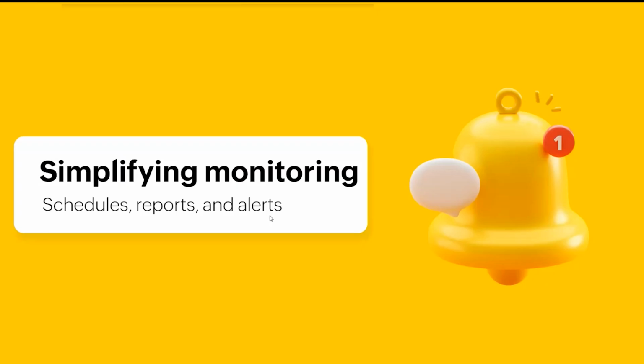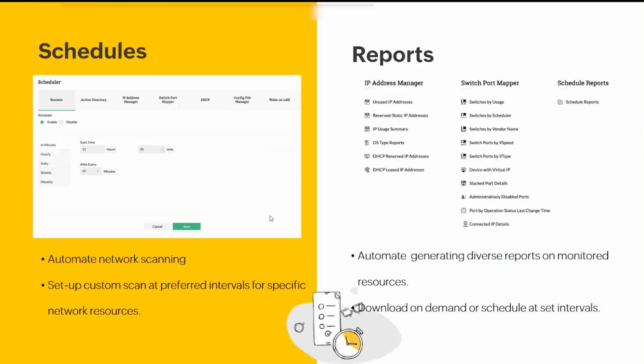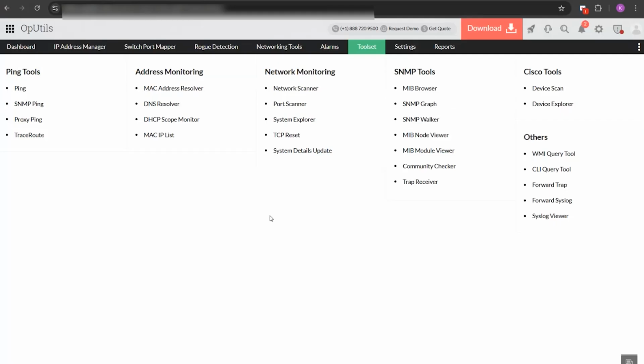And let's see schedules, reports, and alarms. Scheduler. What is a scheduler and why do you need it? The simple reason is to automate network scanning and keep your IP and MAC addresses always up to date. Instead of running an on-demand scan every time, you can set up custom scans at preferred intervals. Let's see this directly from the UI. Let's go into the UI.